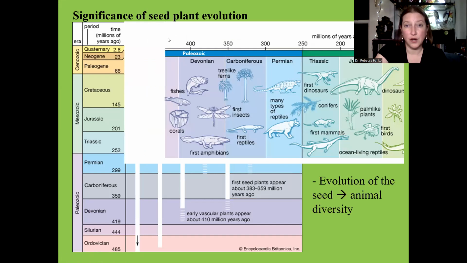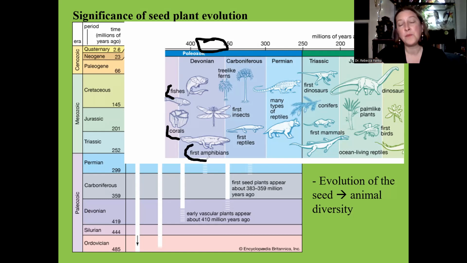So if we look here, and I guess black will be a good color on this slide because this slide has a lot of colors. Black will stand out. 360, 380, right? So you're looking at right around here is when the first seed plants arrive or show up in the fossil record. And you can see before then, what are you looking at? You're looking at fishes, you're looking at corals, things that live in the water, right?